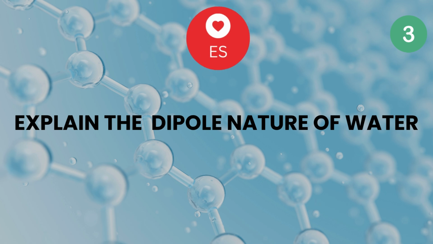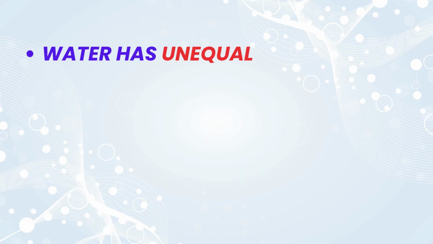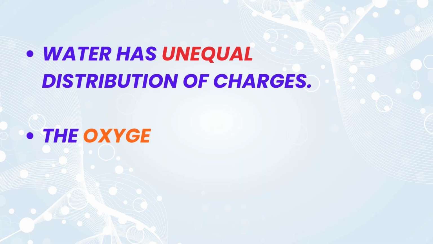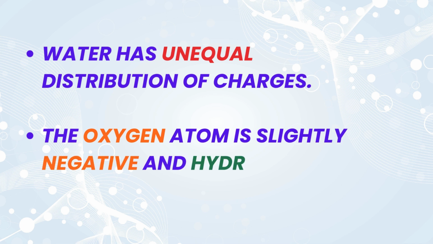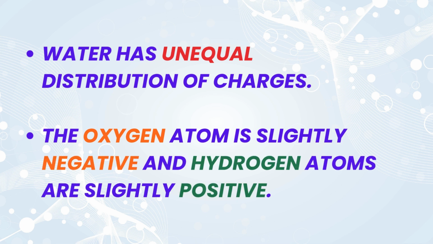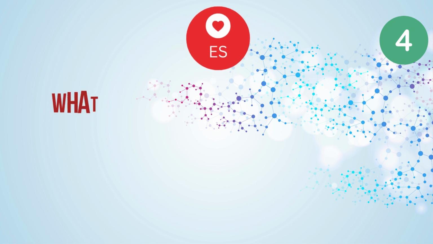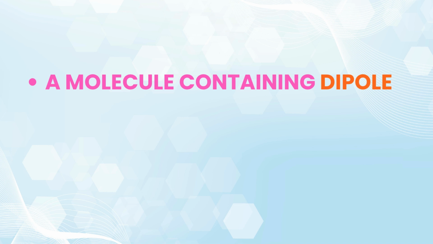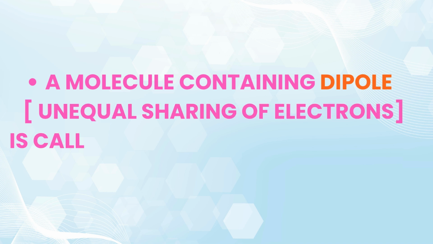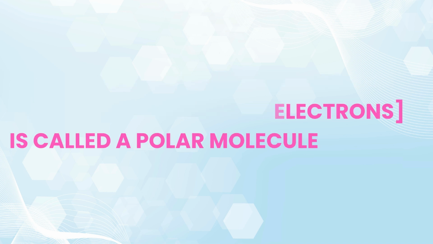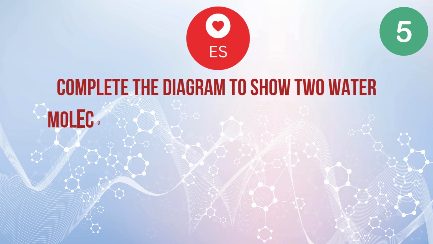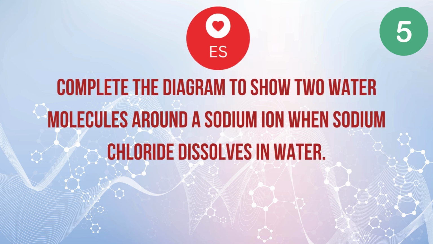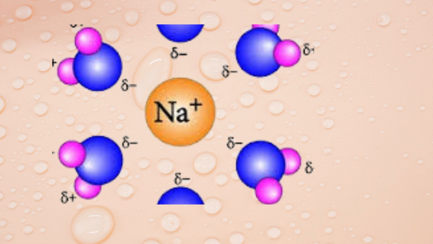Explain the dipole nature of water. Water has unequal distribution of charges. The oxygen atom is slightly negative and the hydrogen atoms are slightly positive. What is meant by the term polar? A molecule containing a dipole, unequal sharing of electrons, is called a polar molecule. Complete the diagram to show two water molecules around a sodium ion when sodium chloride dissolves in water.